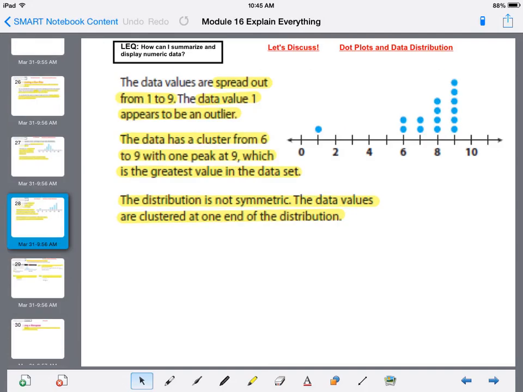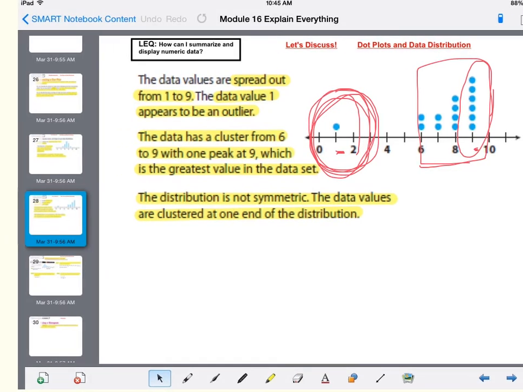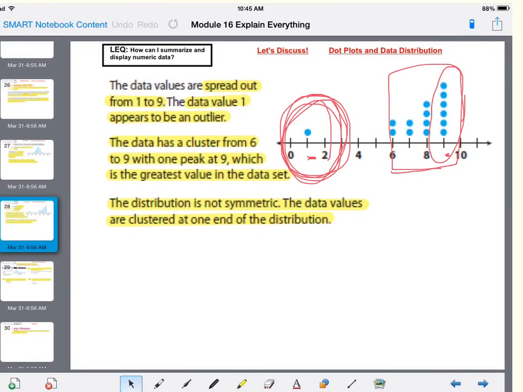Looking at another example, the data values are spread out, so the spread is 1 to 9. The data value 1 appears to be the outlier. He's the one off by himself. The cluster is from 6 to 9. That's where they're bunched together. The peak is at 9, and it does not appear to be symmetric. Remember, we read from the tail, so this is a skewed left distribution because the tail is on the left.